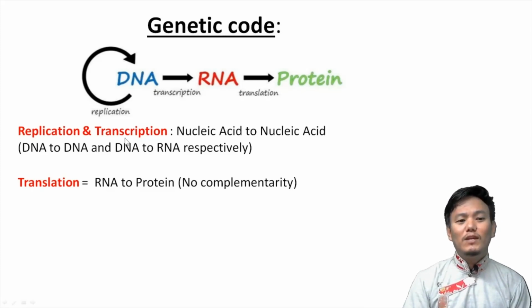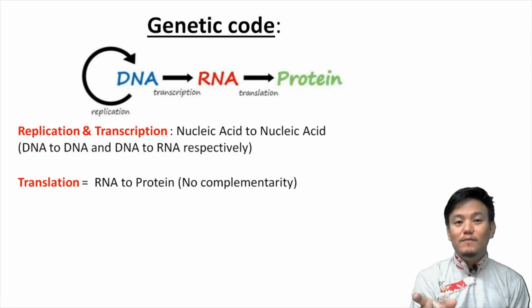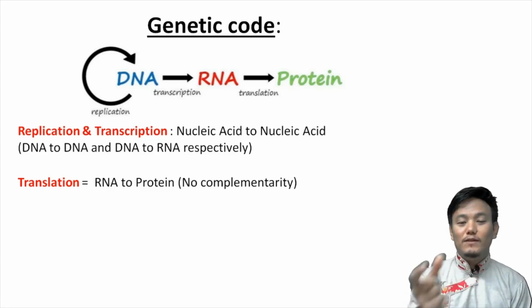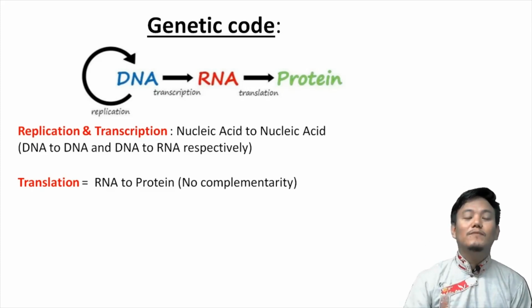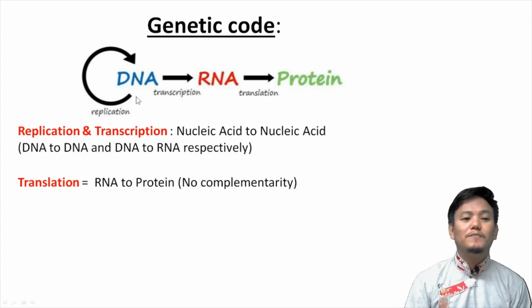If you look at replication and transcription, you can see the complementarity. DNA is produced upon another DNA based upon base complementarity. If there is adenine, a thymine will be added. If there is a guanine, a cytosine will be added. The same goes for RNA, the production of RNA based upon DNA in the transcription process. But in the translation process, when a protein is synthesized based upon RNA, there is no complementarity.